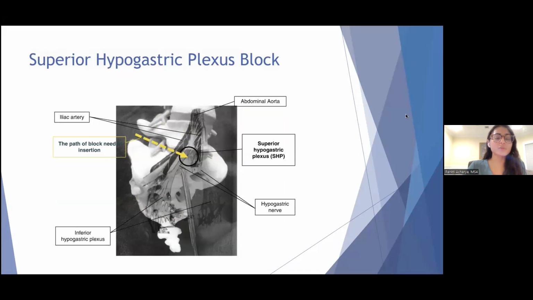And then this is the superior hypogastric plexus block. So this is usually where the needle would be inserted, as you can see here, indicated by the yellow. And then the vessels are also outlined here, so it's important to know your landmarks and know, using ultrasound, where you're going.